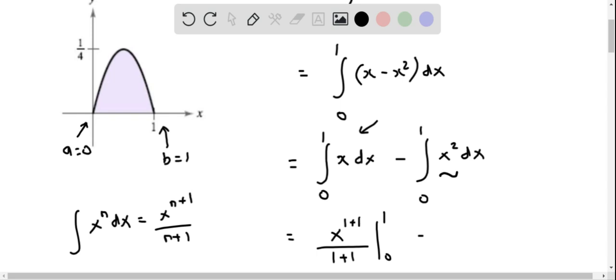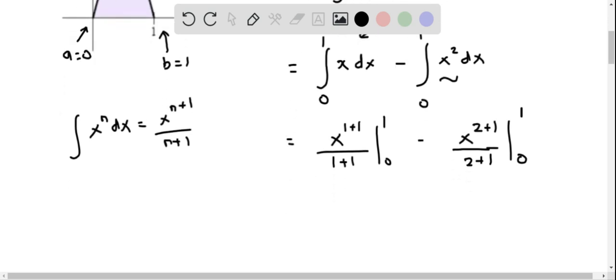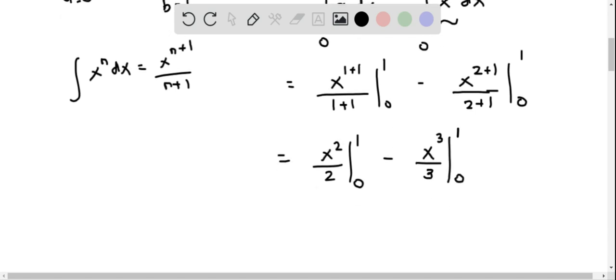Now let's integrate the second one using the similar power rule. Here n equals 2, so using the formula, it becomes x raised to the power of 2 plus 1 divided by the same number 2 plus 1, evaluated from 0 to 1. So we have to evaluate these two values. This equals x squared divided by 2, from 0 to 1, minus x cubed divided by 3, evaluated from 0 to 1.